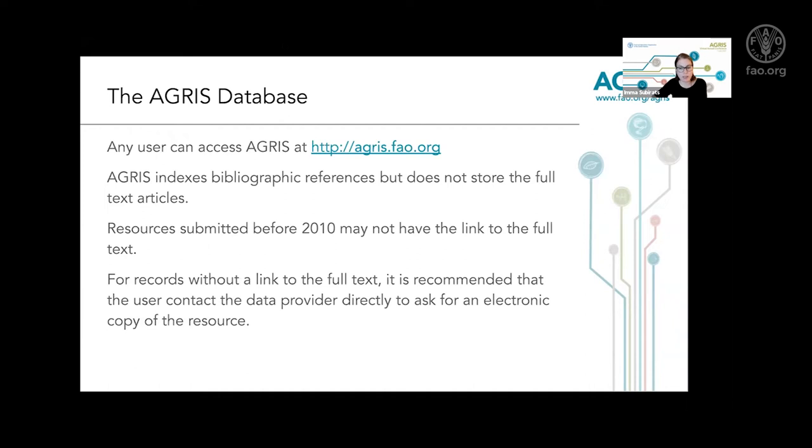As I said very briefly in my first presentation, we have two URLs. One is fao.org/AGRIS, which is more for the AGRIS network. And now I'm going to talk about agris.fao.org, where you can access the AGRIS database. It's important to remark that AGRIS is only indexing bibliographic references. We don't store full text, because I have seen a couple of questions asking, how can I upload data? No, you cannot upload data in AGRIS.